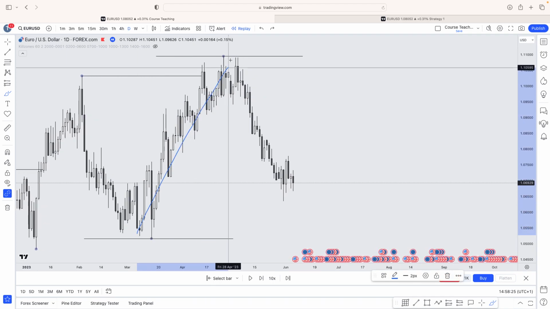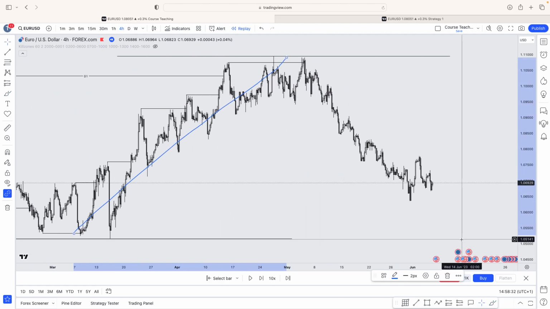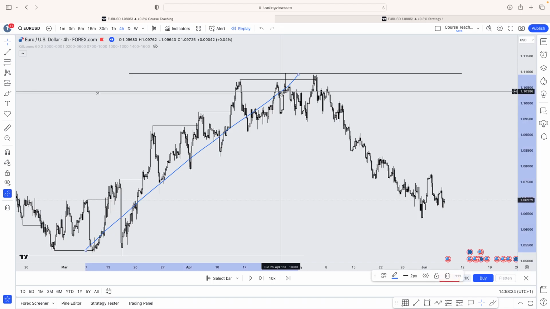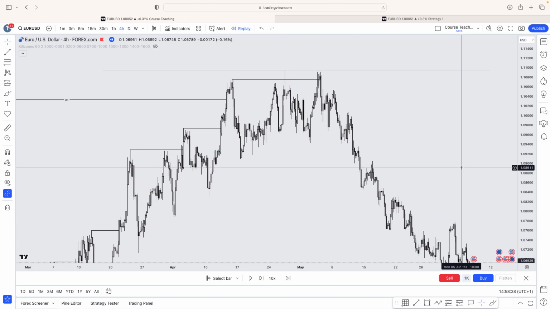So that's our daily impulse leg. We then go down to the 4-hour. We've had a daily break of structure, and therefore we expect at some point the daily wants to pull back. How do we know when the daily is going to pull back? The 4-hour is going to break structure to the downside to then facilitate that daily pullback, okay?